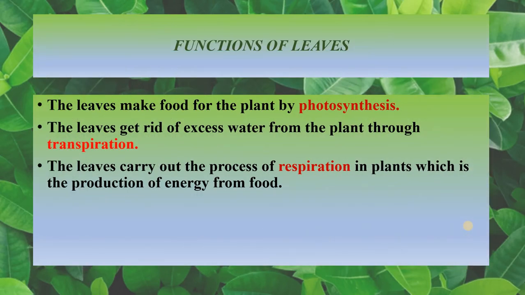Next are the functions of the leaf. Number one, the leaves make food for the plant by the process of photosynthesis. Very, very important term. Next, the leaf gets rid of excess water from the plant by the process of transpiration. And leaves carry out the process of respiration in the plant, which is the production of energy from food.